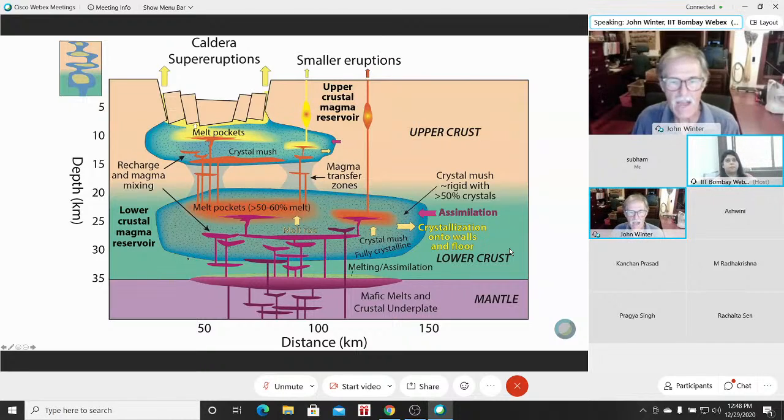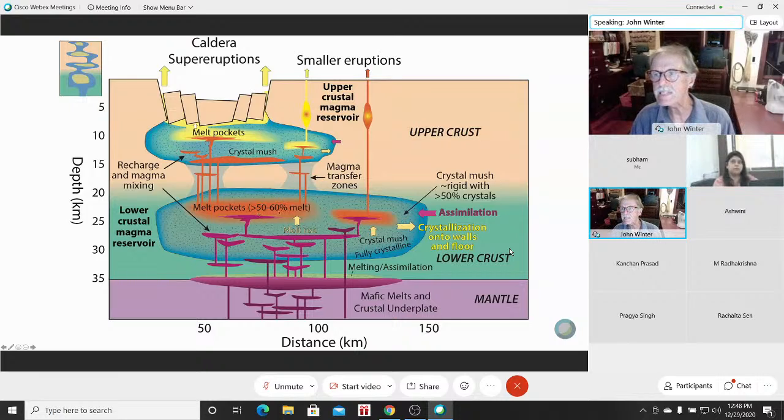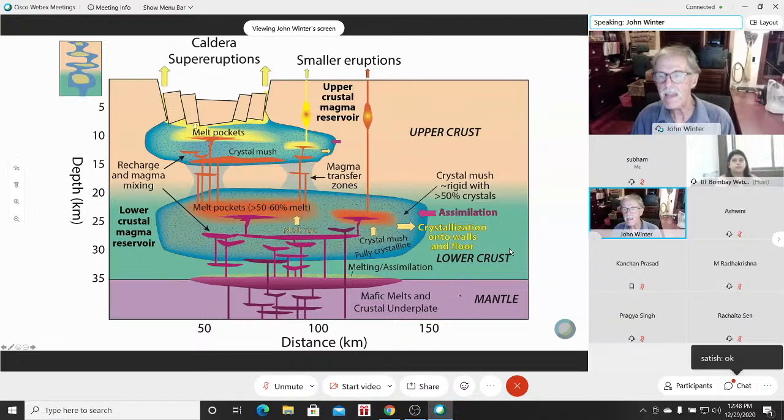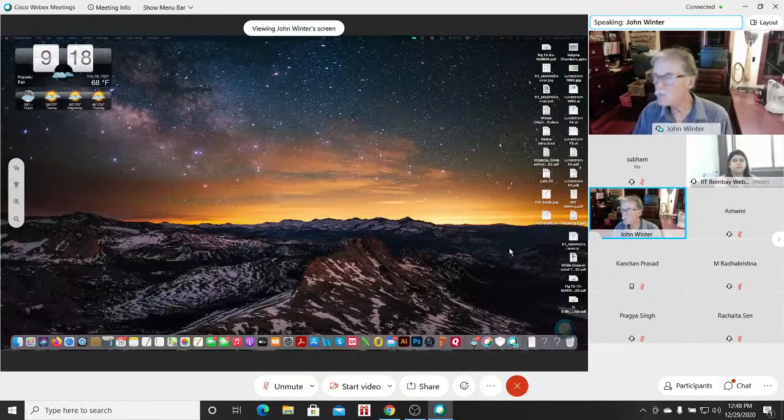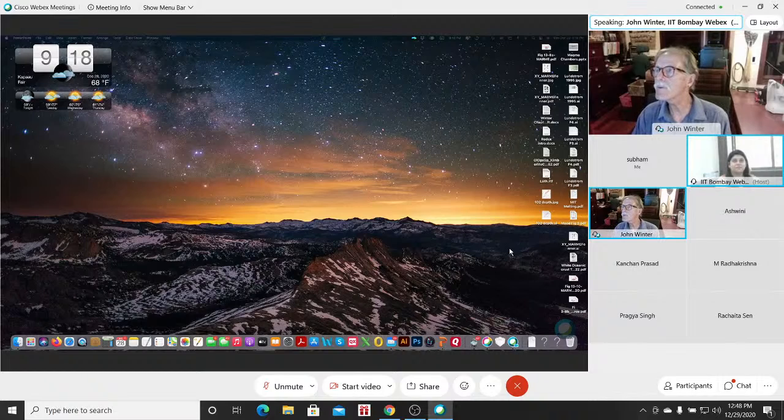Yes. No, I'm not saying 50 to 60% partial melting. If they're talking about this 50 to 60%, that is the residual melt after crystallization. It is not the partial melt. Nowhere am I advocating trying to melt something 50 to 60%. The melt will escape.